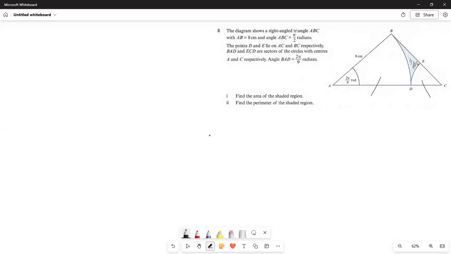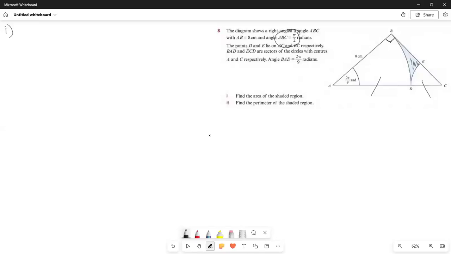Okay, one interesting thing is that this angle is given as 90 degrees, pi by 2. So this will make things easier. Okay, let me start with part number 1. We need to find the area of the shaded region. So I need to find the area of the triangle. How can I find the area of the triangle?